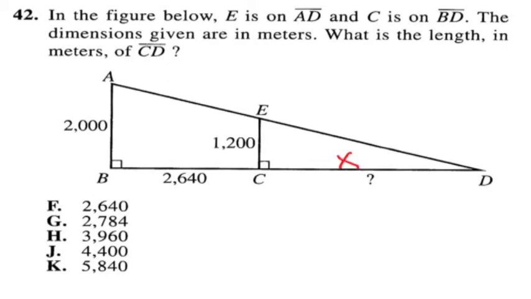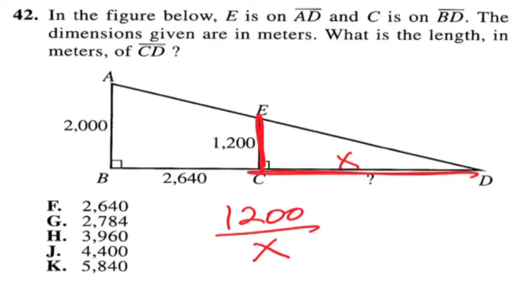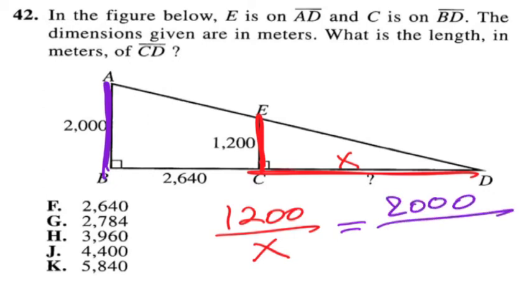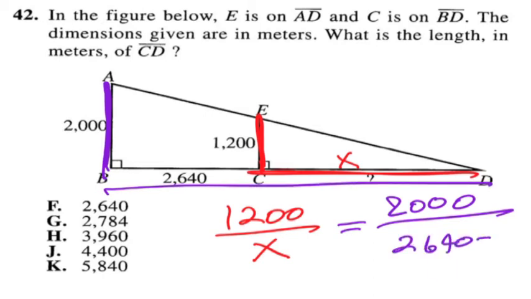Now, we always set this up as a ratio and proportion. 1200 is to X, okay? There's my 1200. I'm going to put it on top, and it is to my X, which goes on the bottom. And now the 2000 goes on the top to match what we did with the 1200. So it's 2000 divided by 2640 plus X. Remember, this X is now getting counted here as well.